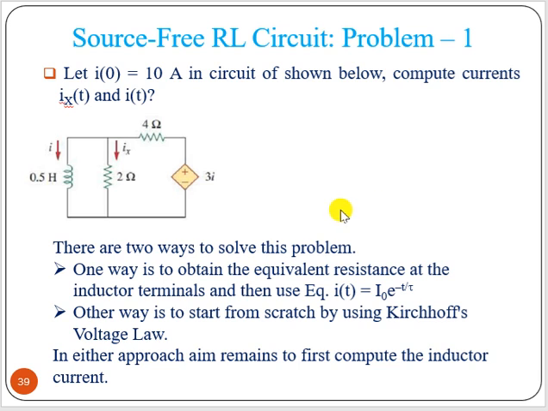Now say this is an example. Here we have a dependent source. Let I0, the initial stored value, be 10 ampere. Compute currents Ix and It. There are two ways to solve this problem. One way is to obtain the equivalent resistance at the inductor terminals and then use the equation I(t) equals I0 e to the power minus t by tau. The other way is to start from scratch with Kirchhoff's voltage law.